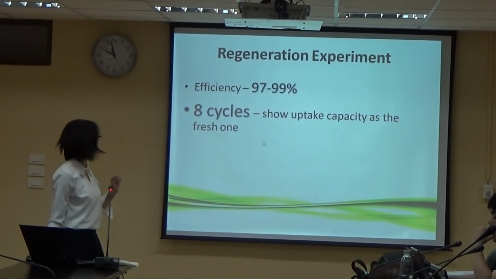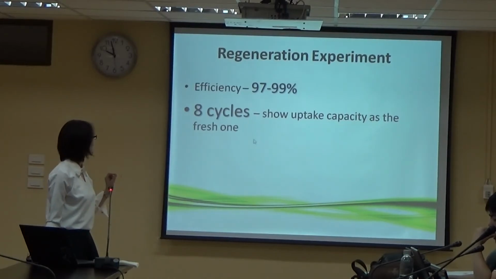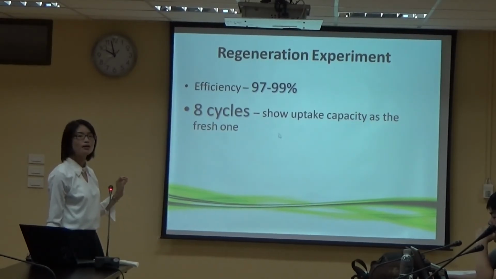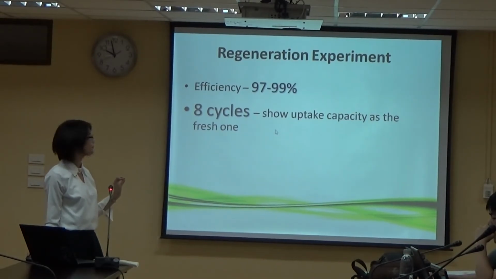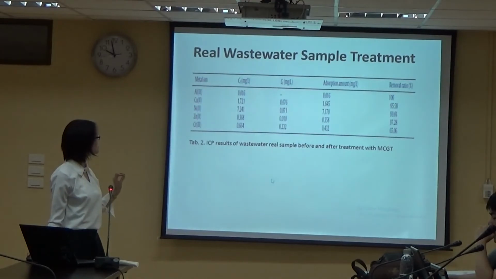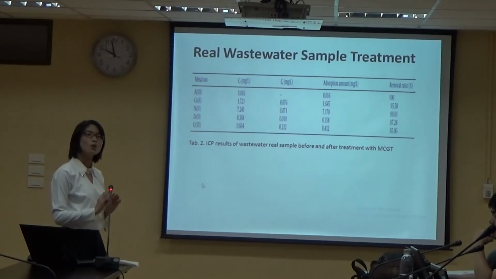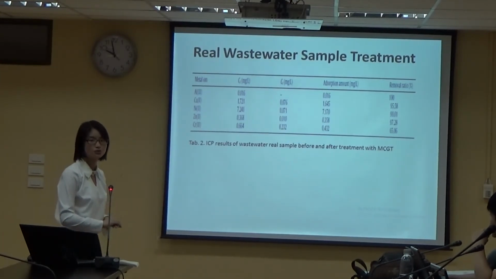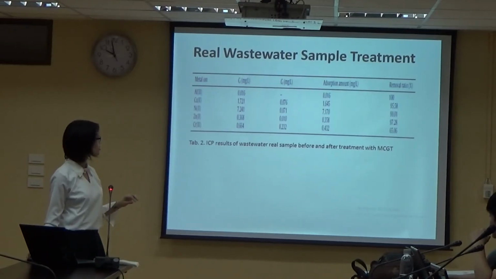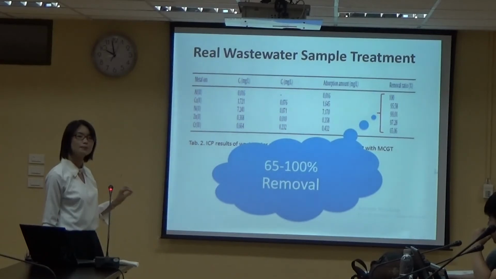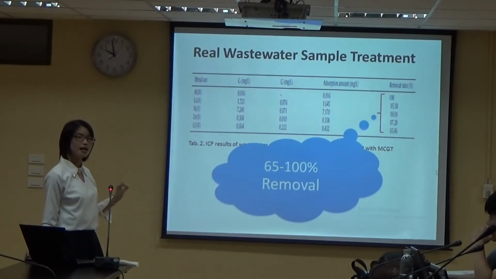And the third study is the regeneration experiment. The results show that this adsorbent has high adsorption efficiency, up to 99%, with around 8 cycles of regeneration. And the last study is the real wastewater sample treatment. The researchers collected real industrial wastewater which contains many heavy metals, and then they added the adsorbent and checked its efficiency. The results show that from 65 to 100% can be removed.